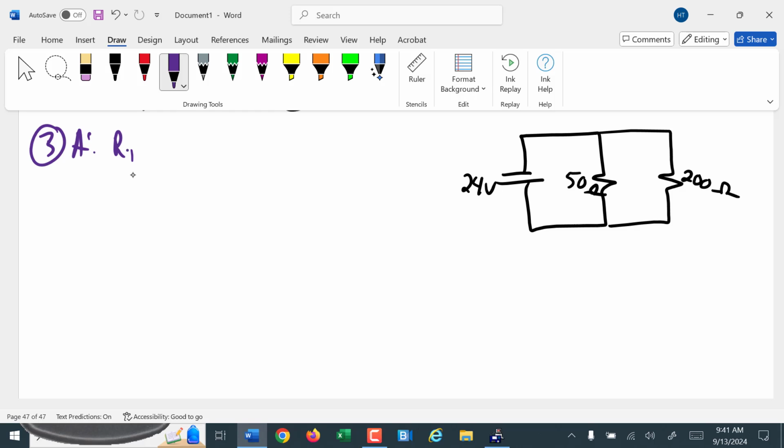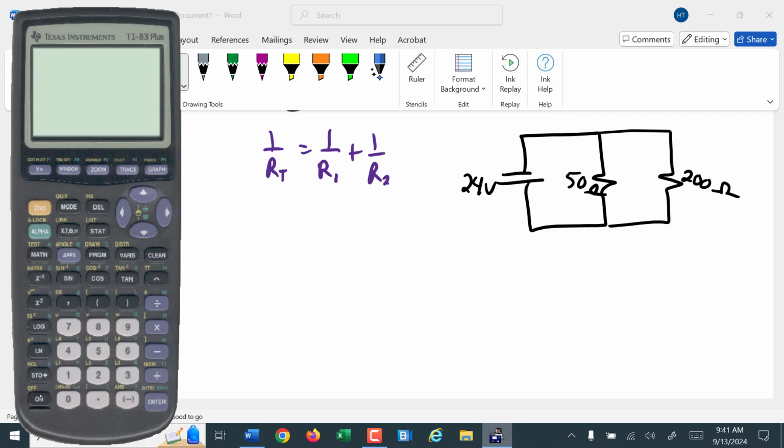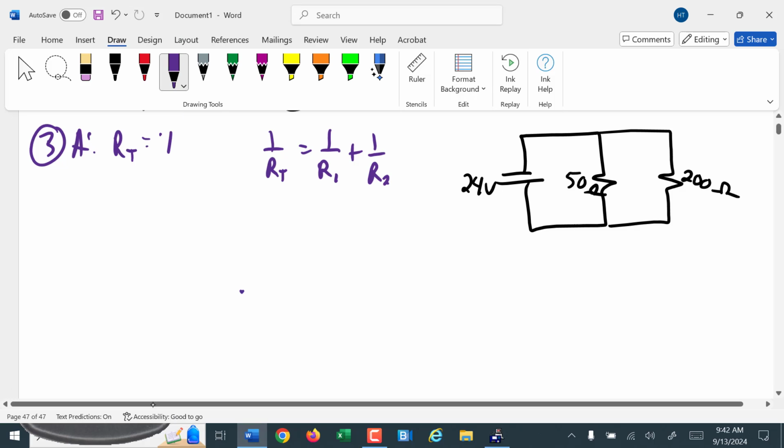total resistance. Here's where we have to do the reciprocals. 1 over RT equals 1 over R1 plus 1 over R2. We could have done R1 plus R2 over R1 times R2, but I like using that reciprocal. So what we do is we put in the first resistance, 50, hit the reciprocal key, plus the second resistance, 200, hit the reciprocal key, hit equals, and hit the reciprocal again and hit equals. We got 40 ohms total resistance.